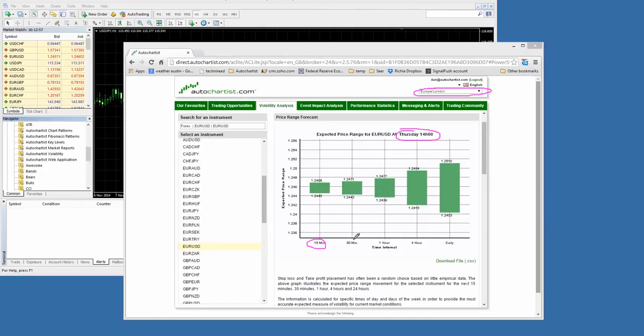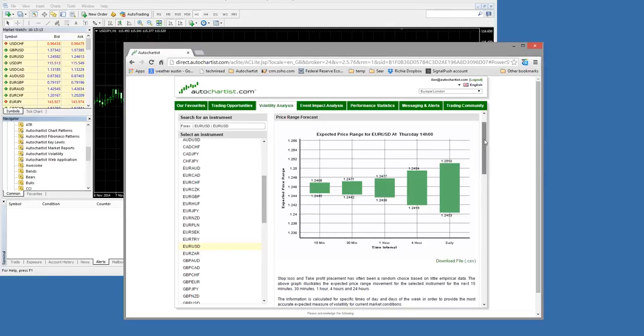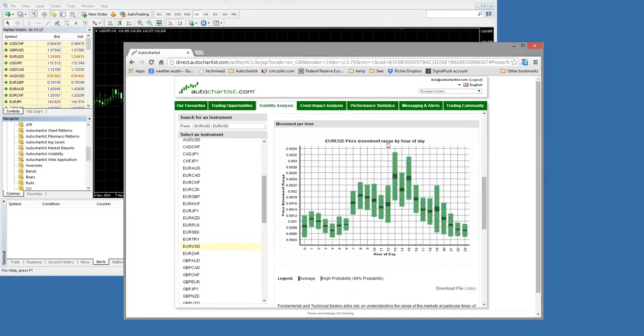So here's the 15-minute forecast: between 124.45 and 124.68. In the next 30 minutes, Autochartist believes the volatility will be between 124.42 and 124.71. For 1 hour, between 124.36 and 124.77.